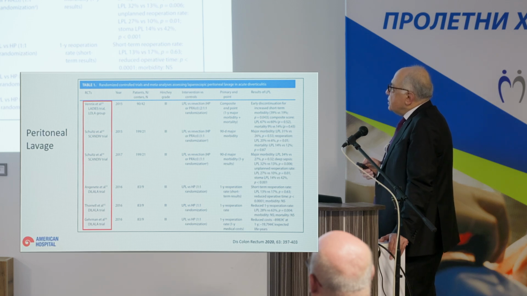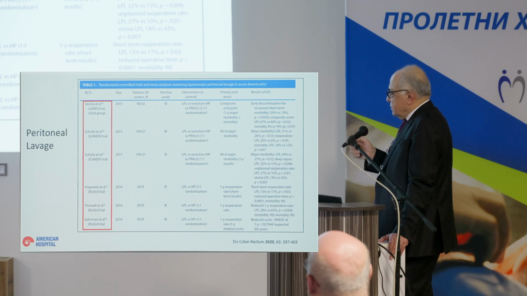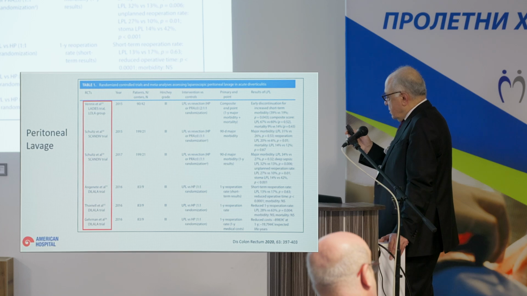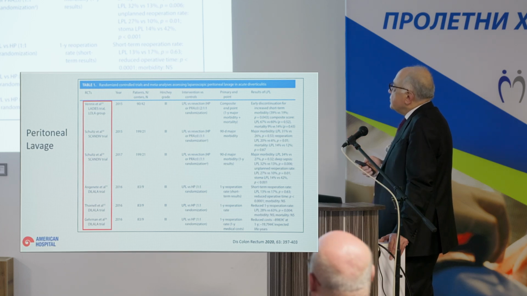At the beginning of the last 10 years, starting from 2015 up to 2017, some papers were published from the Scandinavian countries, and these studies talked about peritoneal lavage, which is the best way to treat stage 3 and some of the stage 4 patients. Here, most of them included grade 3 patients.